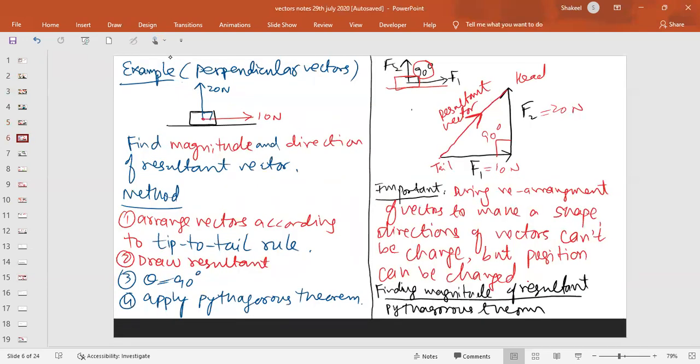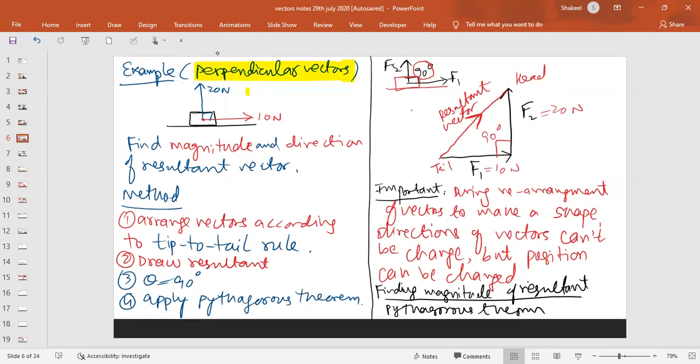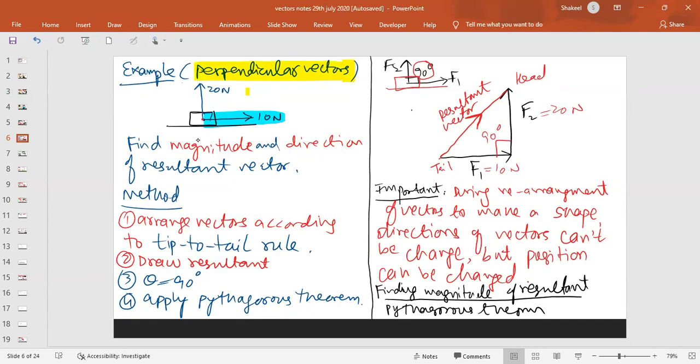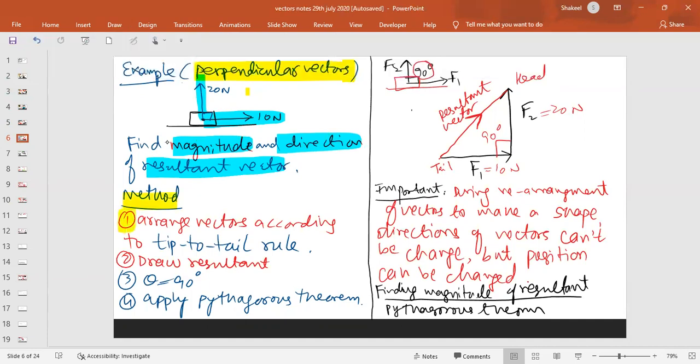Okay, let's move forward to the next example. And this example is actually the perpendicular vector example. So let's say two vectors are acting perpendicularly to each other. So 10 Newton and 20 Newton, and the angle between them is 90 degrees. What you have to do is find the magnitude and direction of the resultant vector. So what method will you adopt? The same method. You have to arrange the vectors according to the head to tail rule. You have to draw the resultant. You have to draw the angle 90 degree, and you have to use Pythagoras theorem.